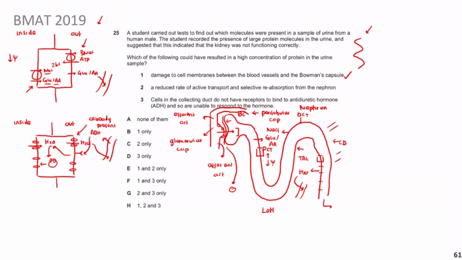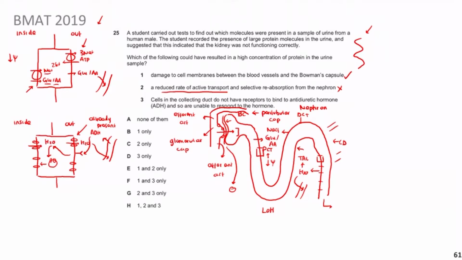And therefore, if water's coming in as well, you're going to have a large volume, and even if you have a large protein, that large volume is going to act to dilute it, isn't it? So this one can't be the case. And also it says reduced rate of active transport, right? If you have a reduced rate of active transport, that's really talking about this part over here, the thick ascending limb. So if you have a reduced rate of active transport, then the salt is going to accumulate inside the tube, and the water is going to accumulate inside the tube. Large volume, that's going to act to dilute the protein concentration. So it can't be that one.